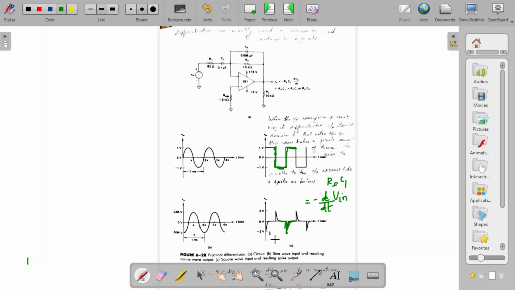So this is how a differentiator circuit works, and I hope you understood. If you have any clarification or doubts, you may please contact.